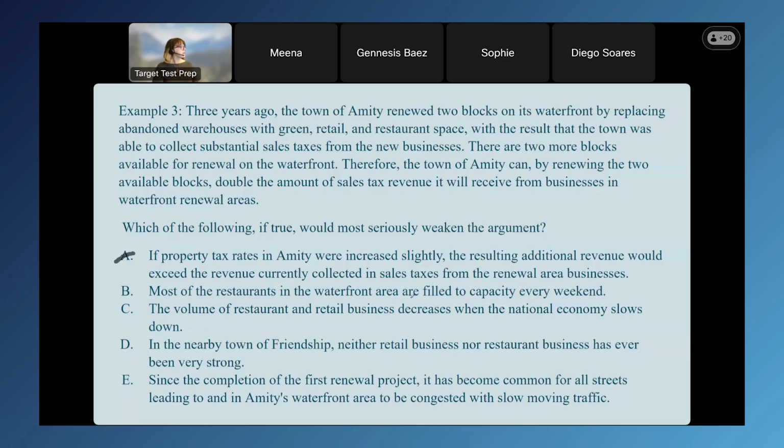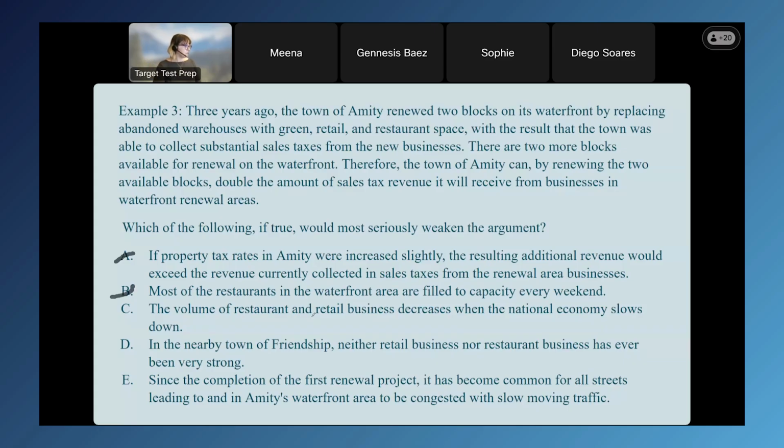B, most of the restaurants in the waterfront area are filled to capacity every weekend. So this is a strengthener, I would say, because if the restaurants weren't filled to capacity every weekend, then adding more, maybe there's not a demand for it, but since they're already filled to capacity, then maybe there is a demand and we could expect sales tax revenue to double. So this one's going in the opposite of the direction we're trying to go.